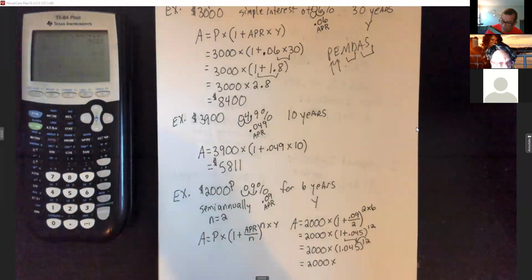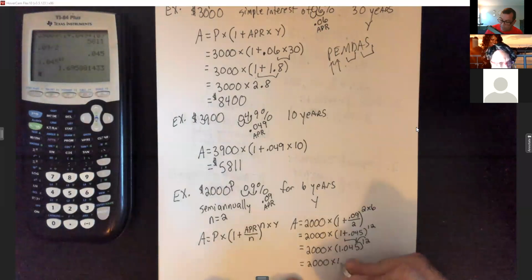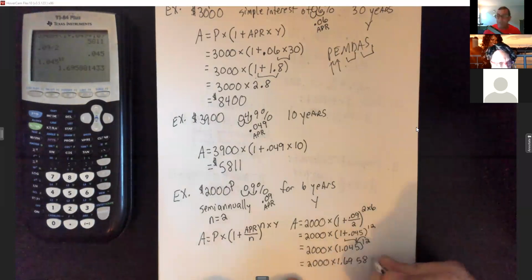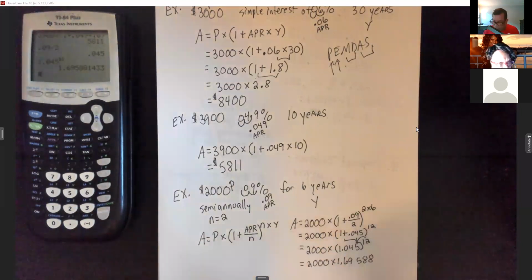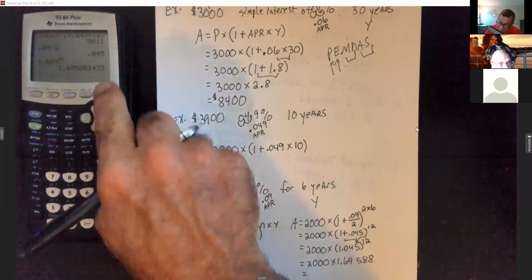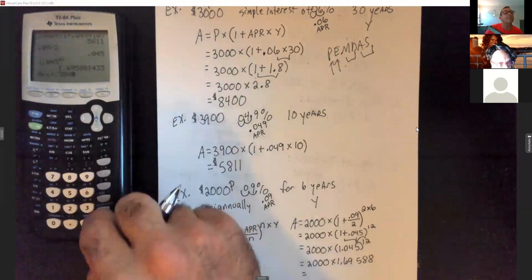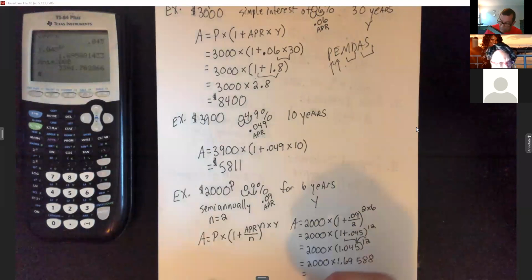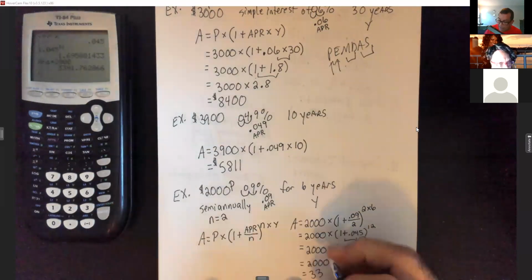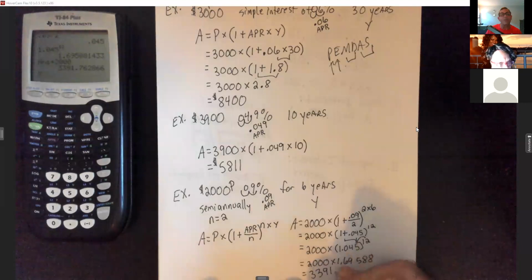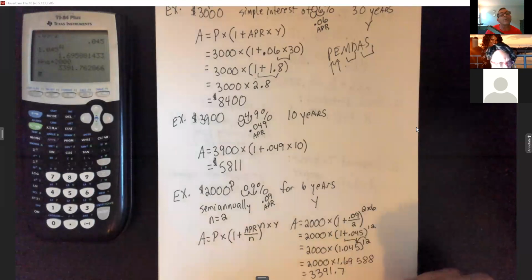So I'm going to round that a little bit to 1.69588. You still want to keep a lot of the digits. Since this is on the calculator, I'm going to multiply now by the 2,000, my last step, and I get $3,391, and we're going to round that to the nearest cent. So that's 70, the 6 has a 2 after it, so the 6 is going to stay a 6.